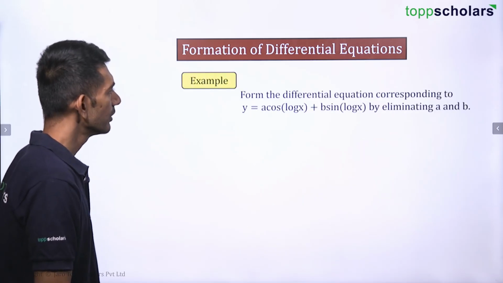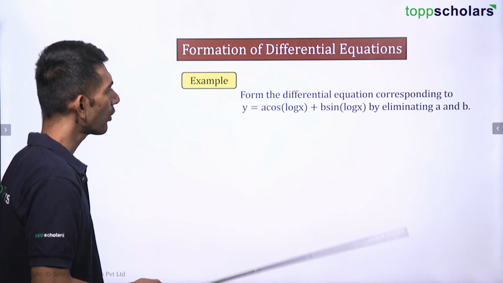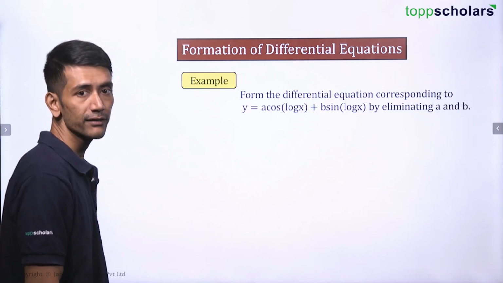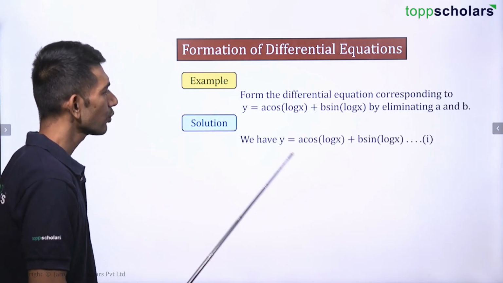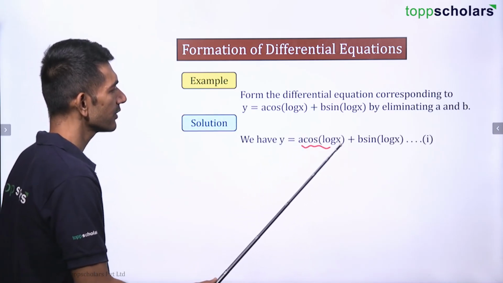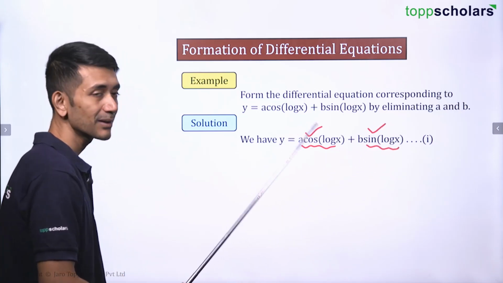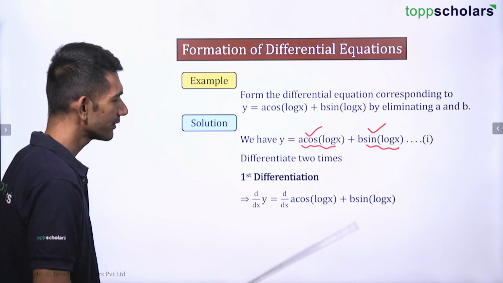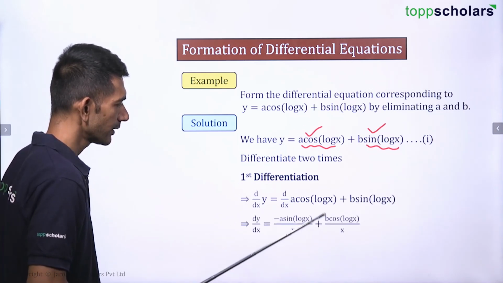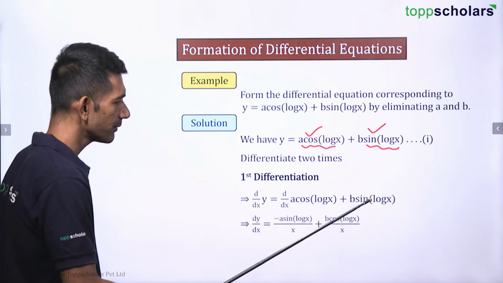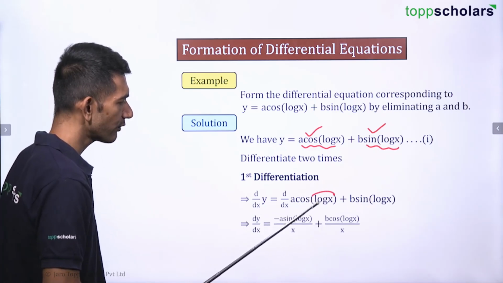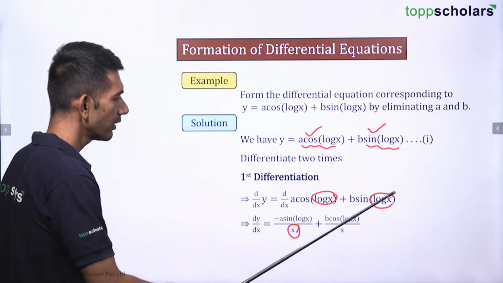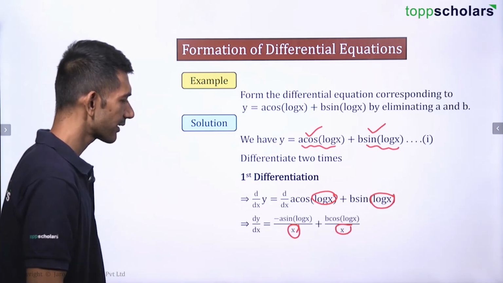Let us see one more example. So form the differential equation corresponding to y is equal to a cos log x plus b sin log x, right? Okay. So y is equal to a cos log x. Differentiate this. Cos becomes minus sin, sin becomes cos. That is very simple. Have a look at this. So cos becomes minus sin, sin becomes minus cos. But what is the derivative of log x? 1 by x. So we have divided by x.